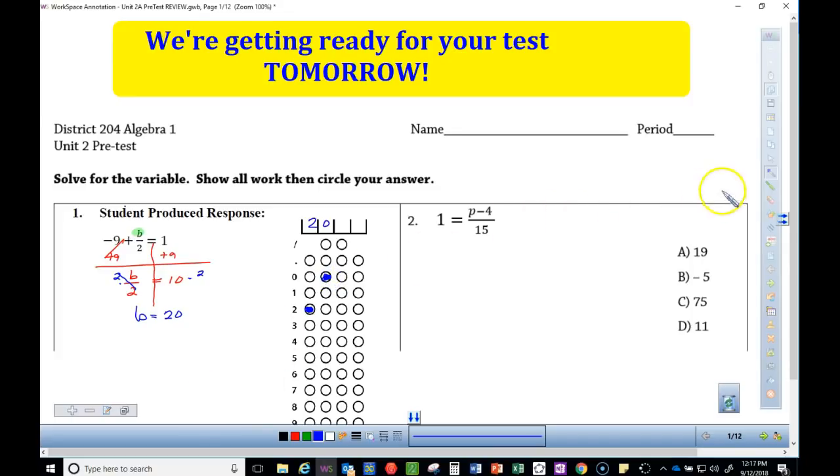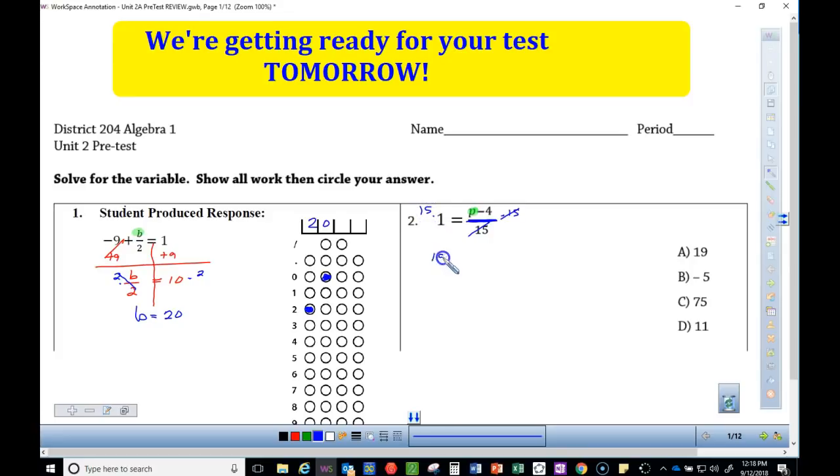Alright, now the difference on number 2 is that this p is tangled up and this 4 is tangled up in this whole fraction. So we don't have a constant sticking out that we can get rid of. So what we have to do first is get rid of this divided by 15. So this one's a little different because there wasn't a constant sticking out like the negative 9 was.